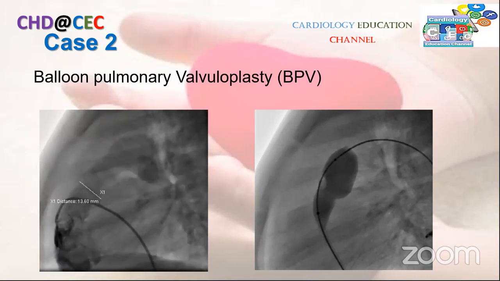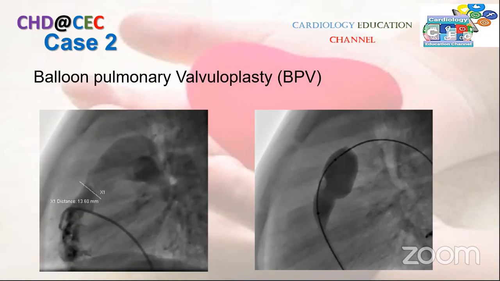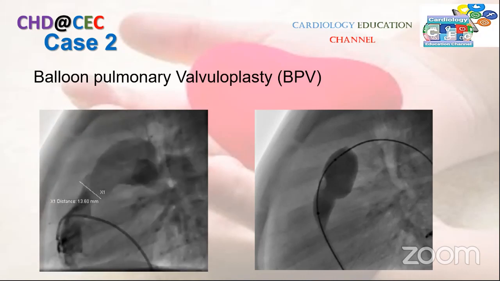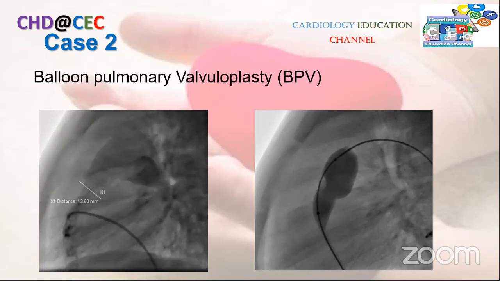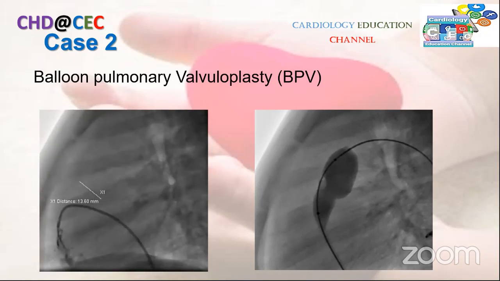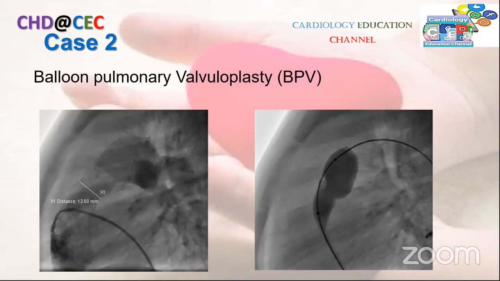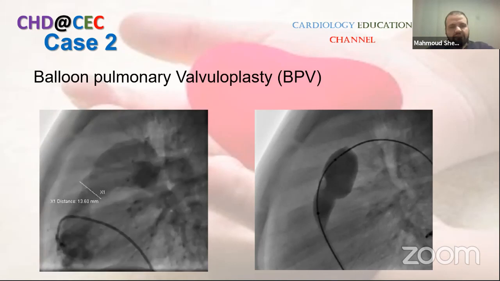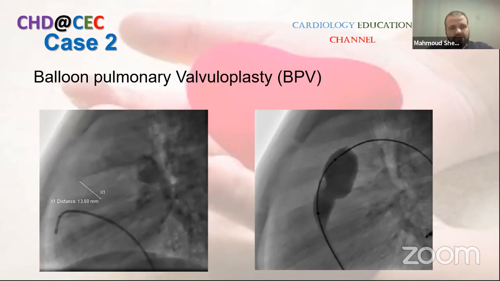Yeah, I see. That's reasonable. Another question. How do you assess the result? Do you routinely measure RV pressure post-dilatation, and what are the usual findings that you get? This is a very good question. So as we mentioned, initially we measure the RV pressure pre-dilatation.